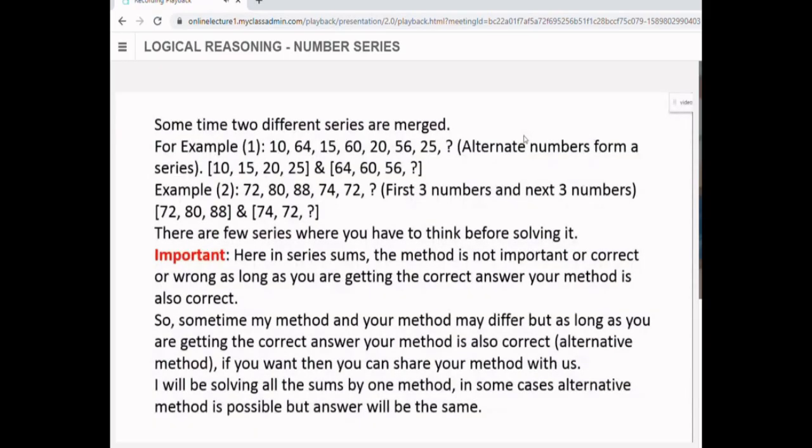So I'll be solving the sums by one method. In some cases, an alternative method will be possible, but the answer will be the same. If you think of the cube series, I solved it by the difference method. Even that cube plus 1 was there. So I got it as cube plus 1, and you got it by the difference method. The answer should be the same. So we'll be starting now with question and answer. This is a brief idea of what you are going to do, how we are going to solve the sums of series. I hope up till now there's no problem.